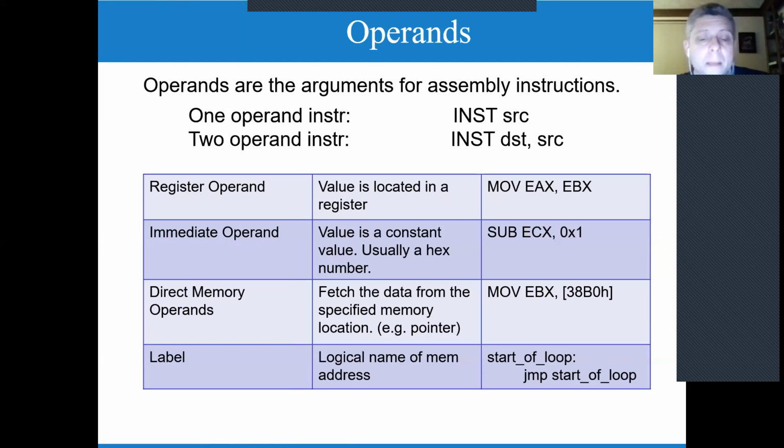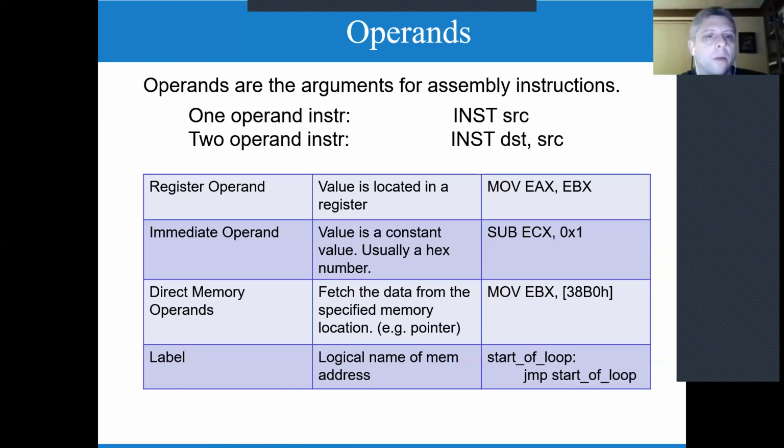What does that mean to you? Really nothing, except that when you're looking at instructions, the first operand is going to be the destination and the second operand is going to be the source. So if we look back up at this immediate operand example, sub ECX, 0x1, that means the value is going to be stored in ECX. For the one above that, mov EAX, EBX, it's copying EBX into EAX, or in other words, you can think of this as saying EAX equals EBX.